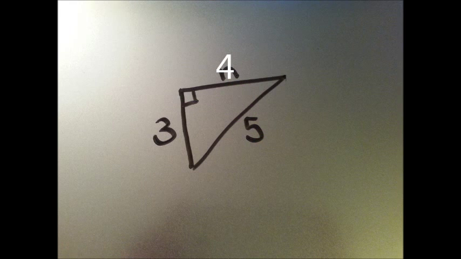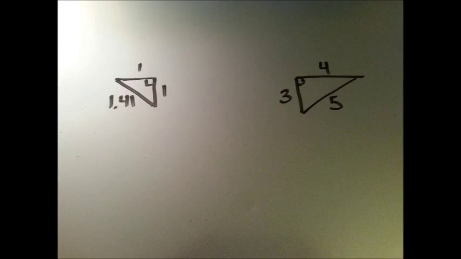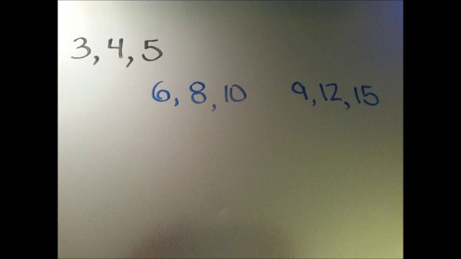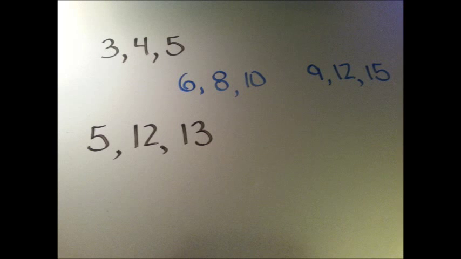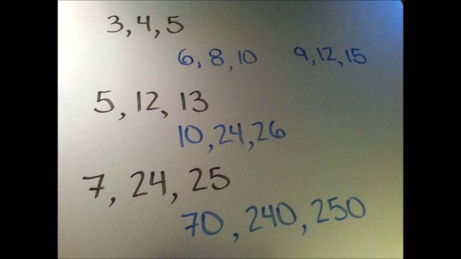This triangle gave us sides that were 3, 4, and 5 units long. This is an example of a Pythagorean triple. A trio of numbers which are true in the Pythagorean theorem is called a Pythagorean triple. The other triangle we saw in this lesson is not a Pythagorean triple because 1.41 is not a whole number. Our Pythagorean triples can also give us larger groups. 3, 4, 5, multiplying by 2 will give us 6, 8, 10, or multiplying by 3, 9, 12, 15. It's also helpful for students to recognize some of our other common Pythagorean triples because it may save you a little bit of work down the road.